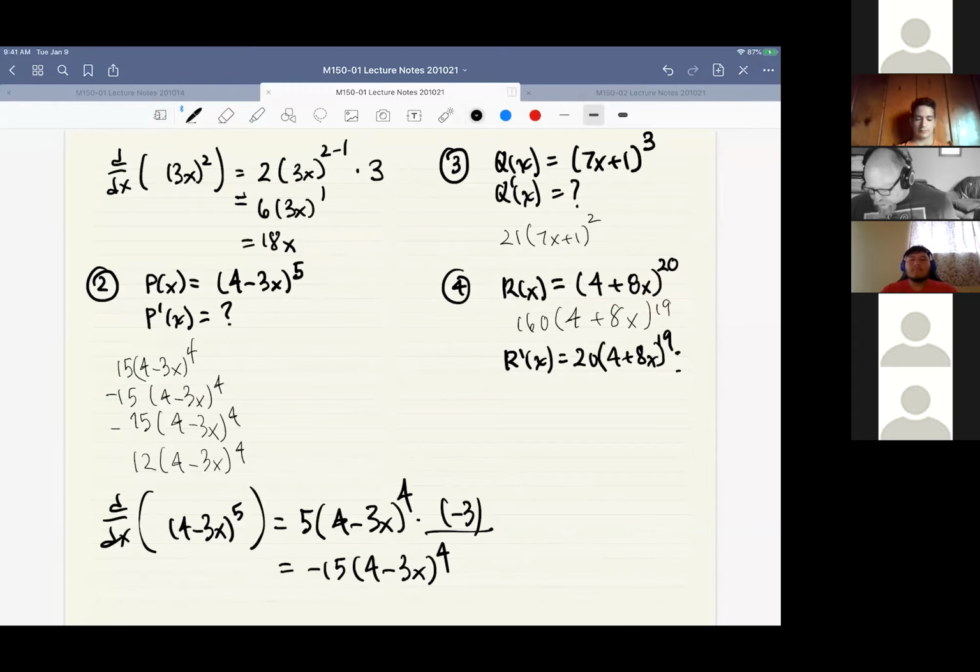And then I know I need to multiply by something, and that something by the chain rule is the derivative of the inside. And I can see the derivative of 4 is 0, and the derivative of 8x is 8. So the derivative of my inside function here is just 8. So I get that. And then simplifying, I move all the constants together and multiply them, and I get 160 times this.